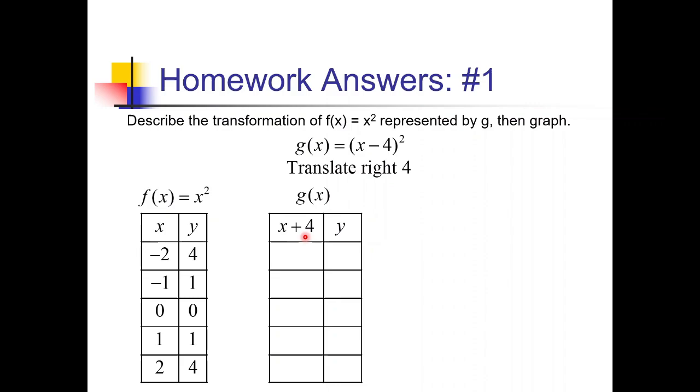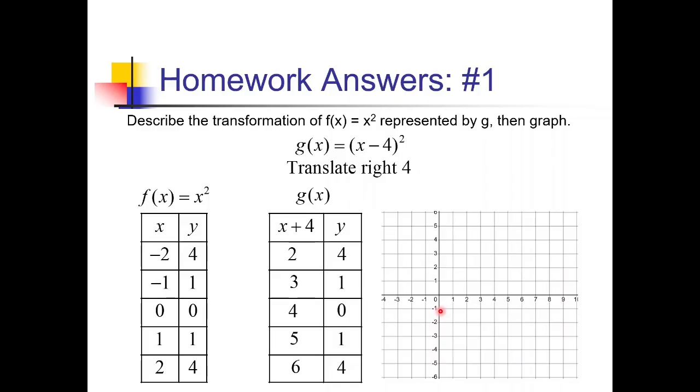So adding 4 to all the x values, negative 2 plus 4 gives us 2. Negative 1 plus 4 is 3. Then we have 4, 5, and 2 plus 4 gives us 6. And again, the y's are just staying the same, so we still have 4, 1, 0, 1, and 4. All right, let's graph these out point by point. So we've got the point 2 comma 4 right there, and then 3 comma 1, 4 comma 0, 5 comma 1 right here, and finally 6 comma 4 up there.